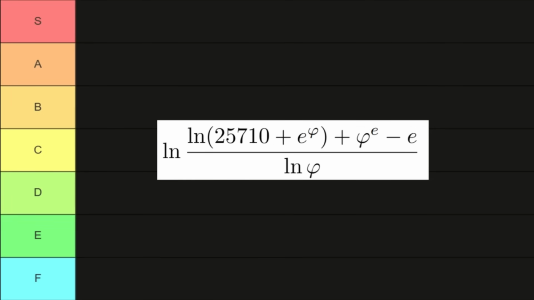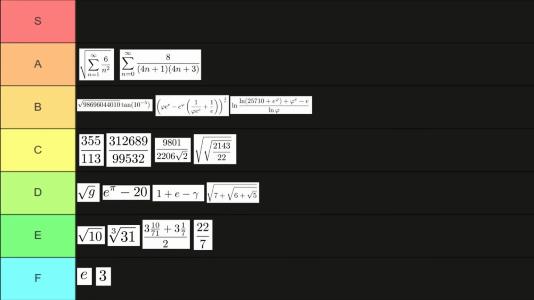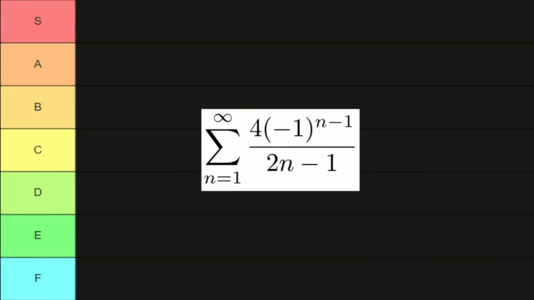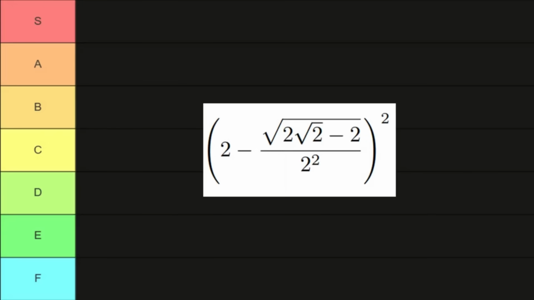As far as I can tell, it doesn't have much historical significance or mathematical reason to work, though it somehow gets us to 11 digits. B tier. This is the Leibniz expression we saw earlier. It converges to pi, though does so a bit slowly. A tier. This is a fun looking expression, though I feel it's doing a bit too much.